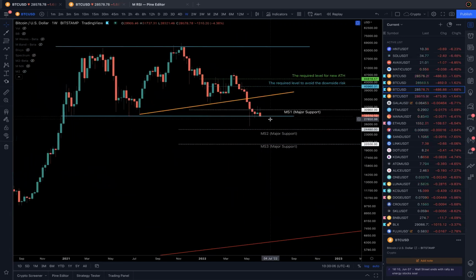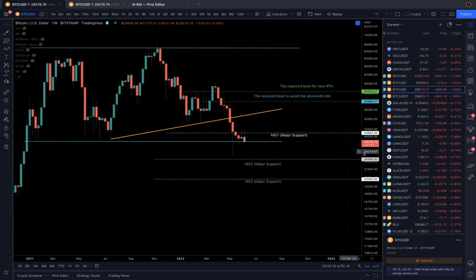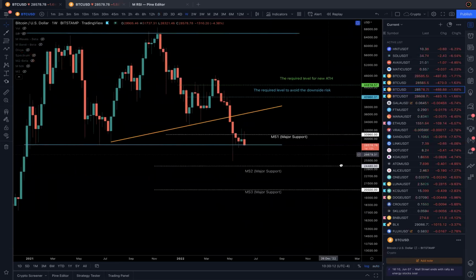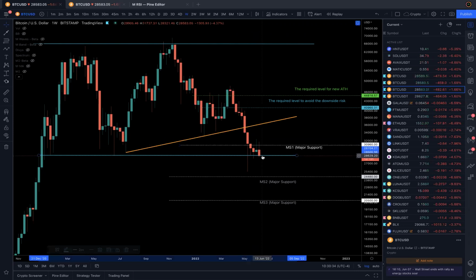So there's nothing more to add compared to last week. The only thing we are seeing here is there were two attempts. Last week's attempt failed. This week's attempt also failed to break above this MS1, which is now resistance. Support became resistance. At the same time, this is not broken yet.